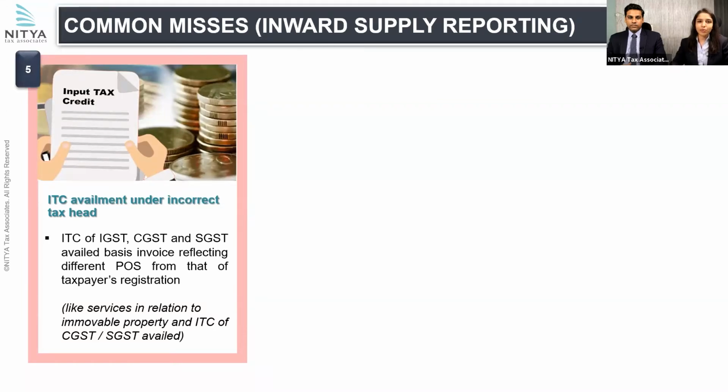So a very simple example of the hotel expenses, the hotel invoices which are issued. Generally, in all the hotel invoices, the tax charge is CGST and SGST. So, for example, if the hotel is located in Haryana and the recipient is located in Delhi, the tax invoice will be issued by the Haryana supplier in CGST and SGST head because the place of supply would be the immovable property's location, which is in Haryana. So considering that, the invoice will be CGST and SGST.